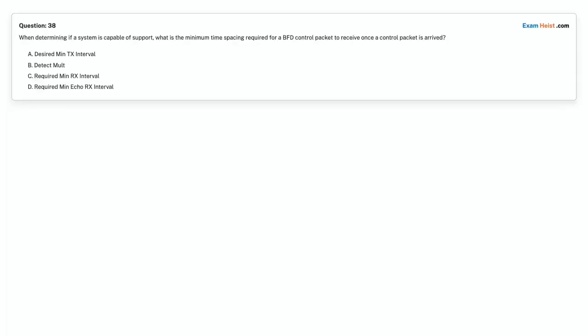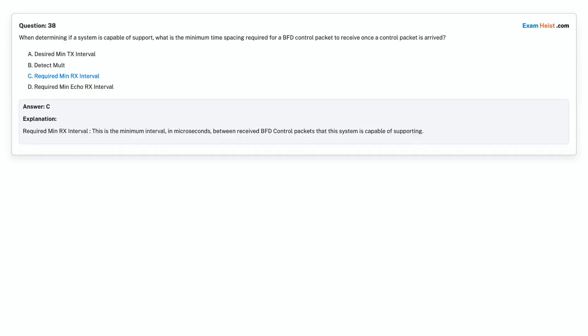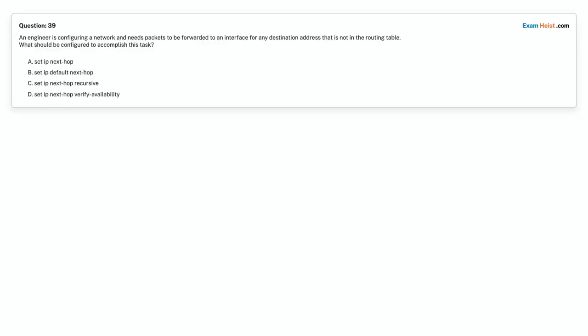Question 38. When determining if a system is capable of support, what is the minimum time spacing required for a BFD control packet to receive once a control packet is arrived? Option A. Desired min access interval. Option B. Detect mult. Option C. Required min Rx interval. Option D. Required min echo Rx interval. Choose the correct answer. Correct answer is option C. Required min Rx interval.